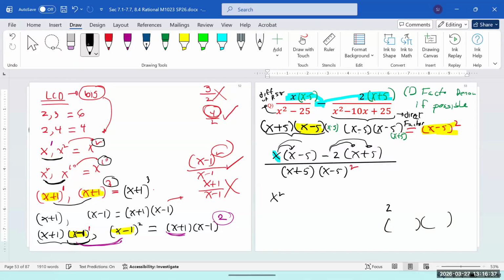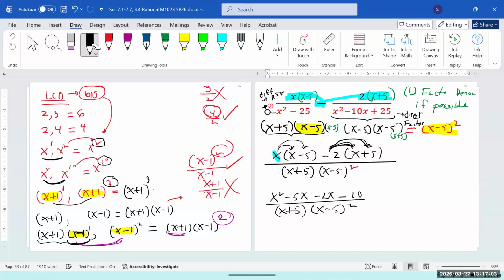X squared minus 5x minus 2x minus 10. And we have our x plus 5 and x minus 5 squared. And it is this.